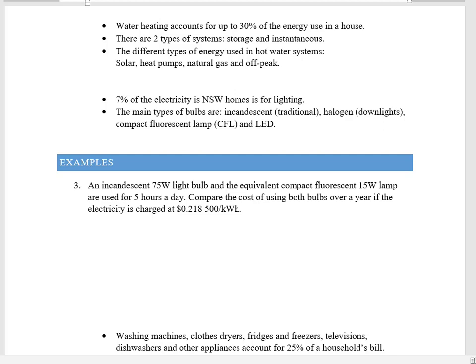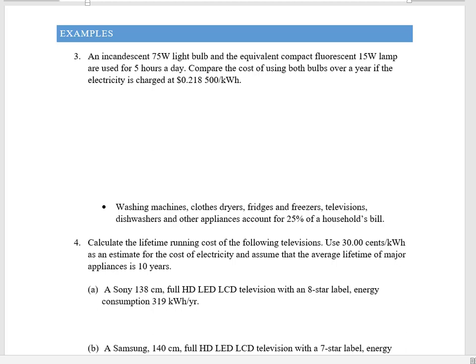77% of electricity in New South Wales homes is used for lighting. And the main types of bulbs are incandescent, which are traditional and are now outlawed, halogen downlights, compact fluorescents and LEDs. So if we look at this, an incandescent bulb and the equivalent compact fluorescent lamp are used for 5 hours a day. And we're going to compare the running costs of both of these.